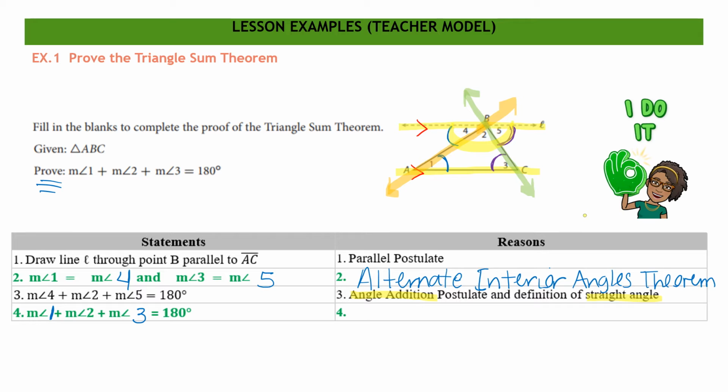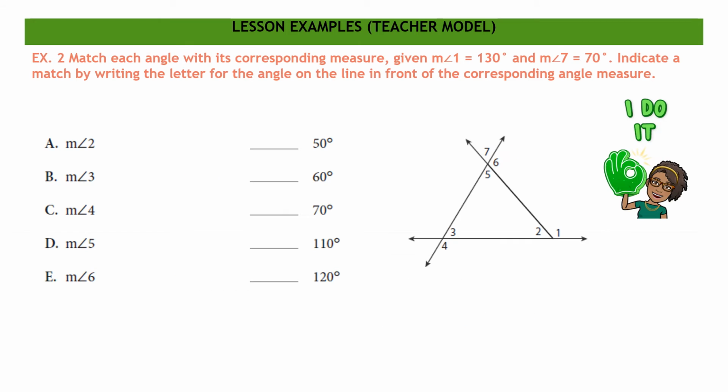And the reason why we can replace these angles is through the substitution property of equality. And as you can see, that concludes our proof for example number 1. All right, so let's look at example number 2.